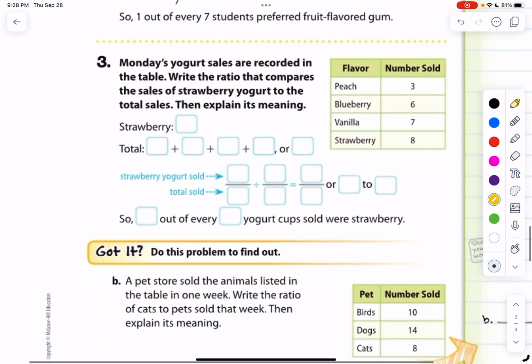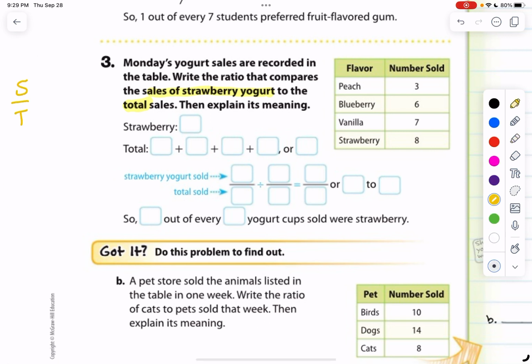That's not too scary. Let's read number 3. Monday's yogurt sales are recorded in the table. Write the ratio that compares the sales of strawberry yogurt to the total sales. So again, I want to set this up as strawberry to total. Looking at the chart here, peach, blueberry, vanilla, strawberry. So I know 8 preferred strawberry. What was the total?